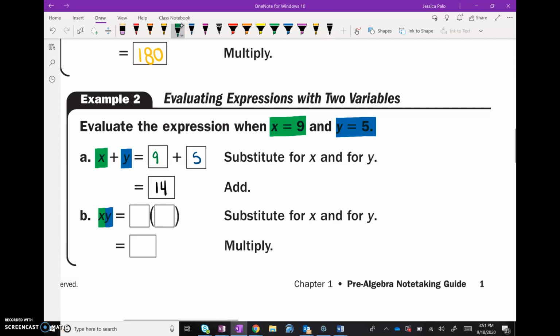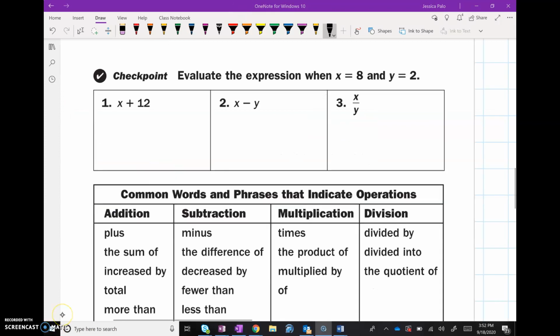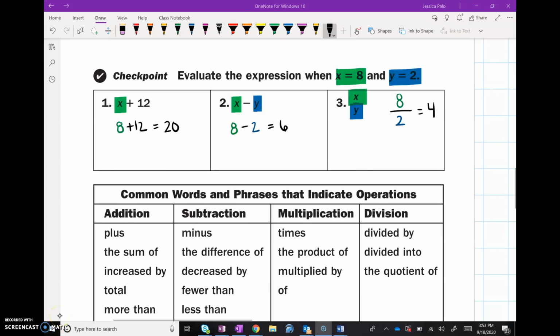Example B, the operation is multiplication. We still substitute the values for x and y, which are 9 and 5, but now we will multiply to get an answer of 45. You will complete these 3 checkpoint problems on your own. Please pause the video now. Great job! Your answers are 20, 6, and 4.